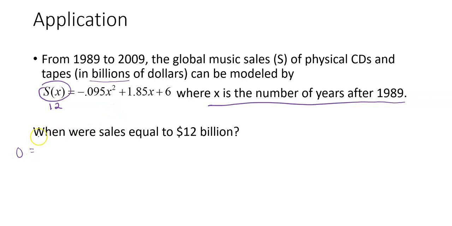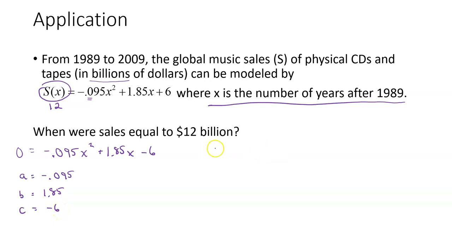So I get 0 equals negative 0.095, right? Don't lose that 0 because there's a 0 before the 95. So negative 0.095x squared plus 1.585x. If I subtract the 12 from both sides, I get a minus 6. So my a value is negative 0.095, my b value is 1.85, my c value is negative 6.